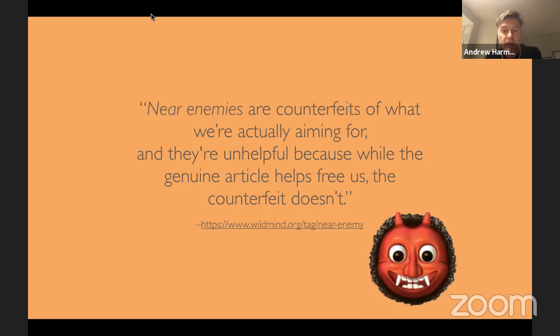Near enemies are counterfeits of what we're actually aiming for, and counterfeit is the important word. It's a very close copy, something which when you look at it quickly, or you don't look at it in an expert way, you think is actually the real thing. But they're unhelpful because while the genuine article helps free us or has value, the counterfeit doesn't. So it's a nice lens for looking very closely at things to figure out why something is a counterfeit and why something's not actually giving you the values that you're looking for.